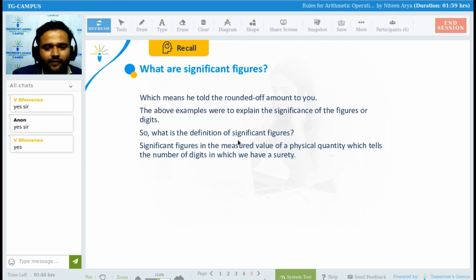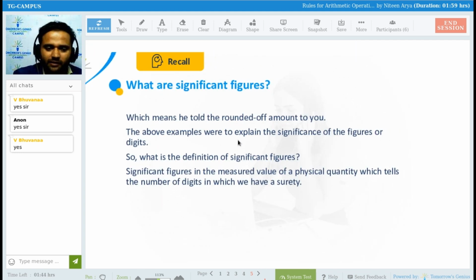Okay. So what are significant figures? The above examples, related to the previous slide, were to explain the significance of the figures or digits. So what is the definition of significant figure? Significant figure, that is the exact definition, is the measured value of a physical quantity which tells the number of digits. Sir, I couldn't understand. Which one, beta? Rounding off or significant figure? The significant figure definition is here. I am going to explain again.